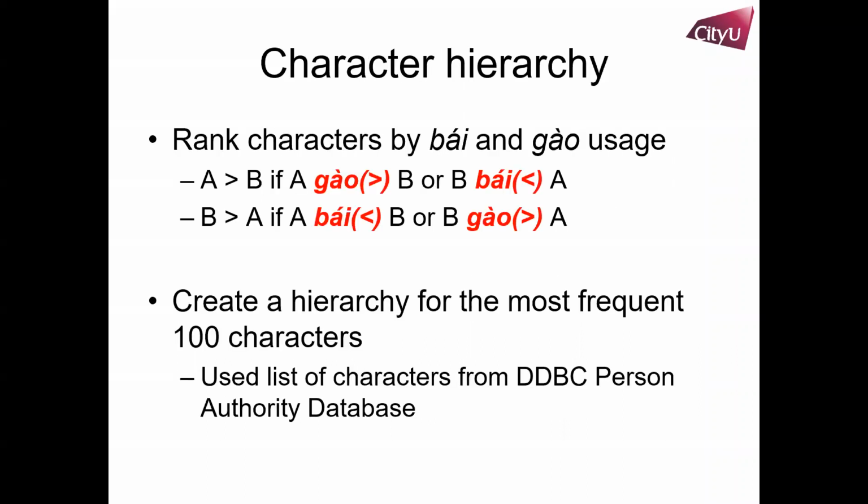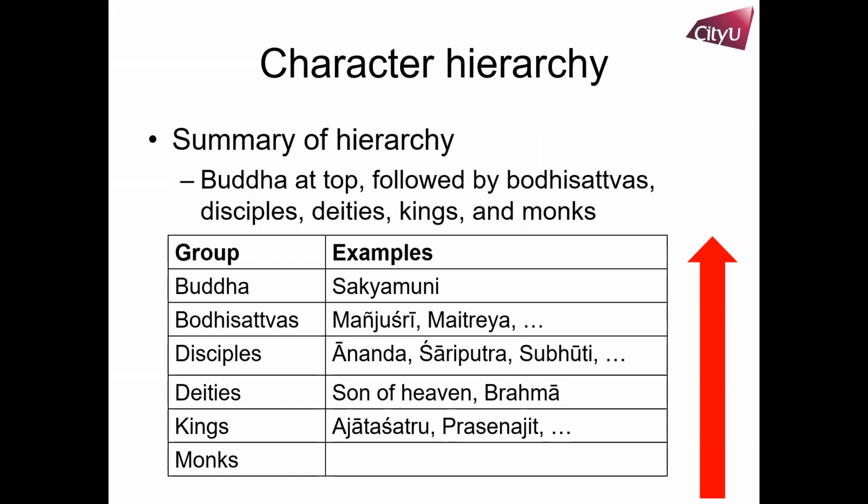So we use these two verbs to rank the characters, and you rank higher than another one if you are always telling them, and you rank lower if you have to address the other person. We use a database of personal names from Dharma Drum Buddhist College in Taiwan for our work. Here's a summary of the hierarchy. It's not as clean as what might be suggested here, but this is the general trend. There's Buddha at the top, so everyone else is addressing him, and he's telling everyone else. Then the Bodhisattvas, then the Buddha's disciples, then the deities, maybe somewhat surprisingly, at least for laymen like myself, then the kings, and then the monks.